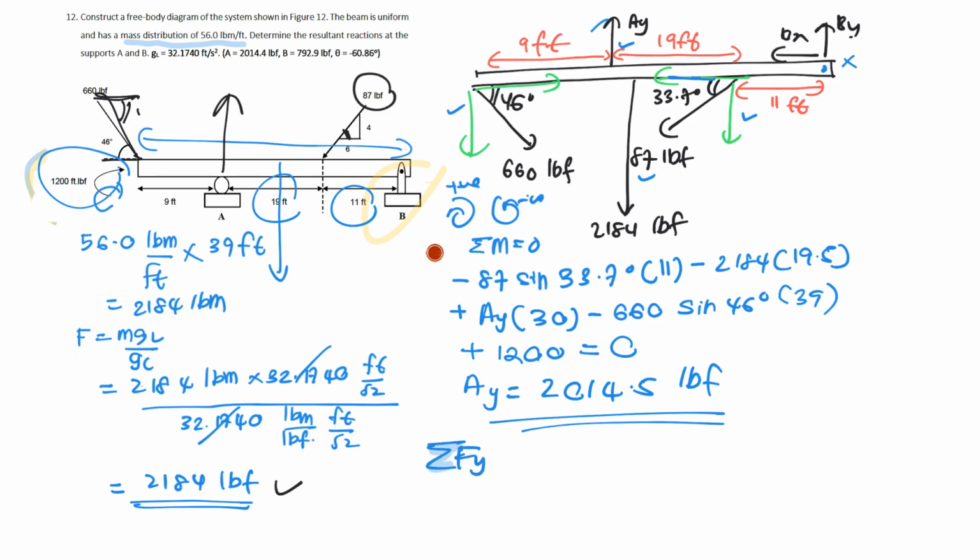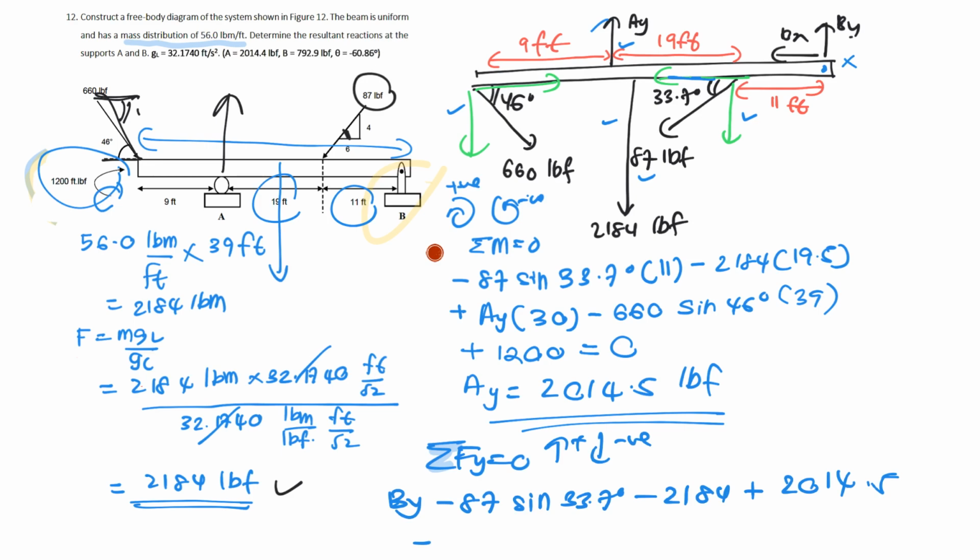Sum of FY equal to 0. So I only focus on the force, not the level arm, so I don't have to multiply with the level arm. My assumption for By over there is upward. I assume upward is positive, downward is negative. So By, and then 87 downward, minus 87 sine 33.7 degree. Minus 2184 because it's downward. And then plus AY, I already got the answer for AY, and it's upward, so it's positive.